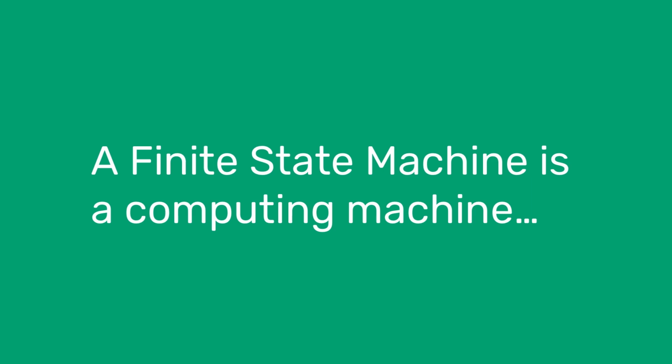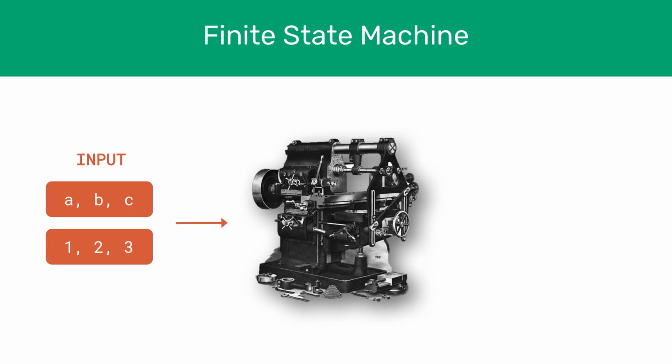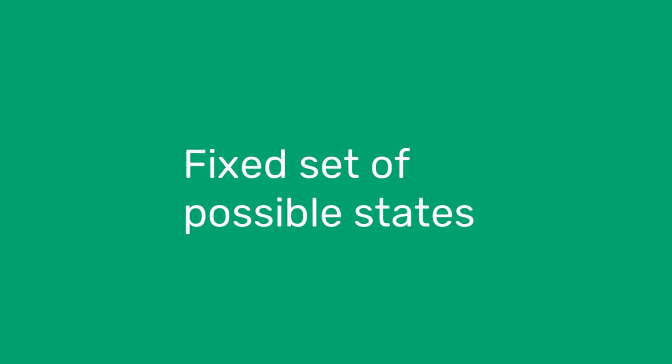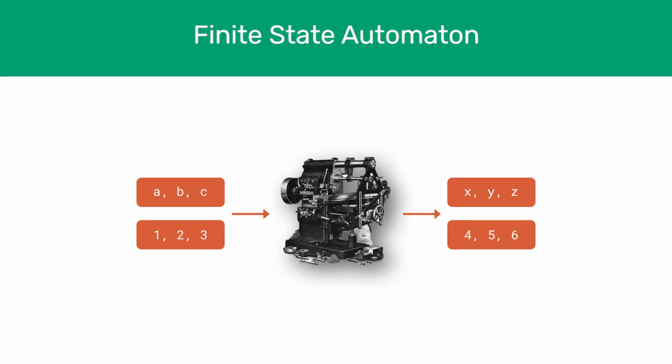So, a finite state machine is a computing machine that has a fixed set of possible states, a set of inputs, and a set of possible outputs. The phrase fixed set of possible states is just another way to say finite states. And finite is a key word because whenever we implement a finite state machine in hardware or software, we only have limited memory space to play with. That's why it's finite.